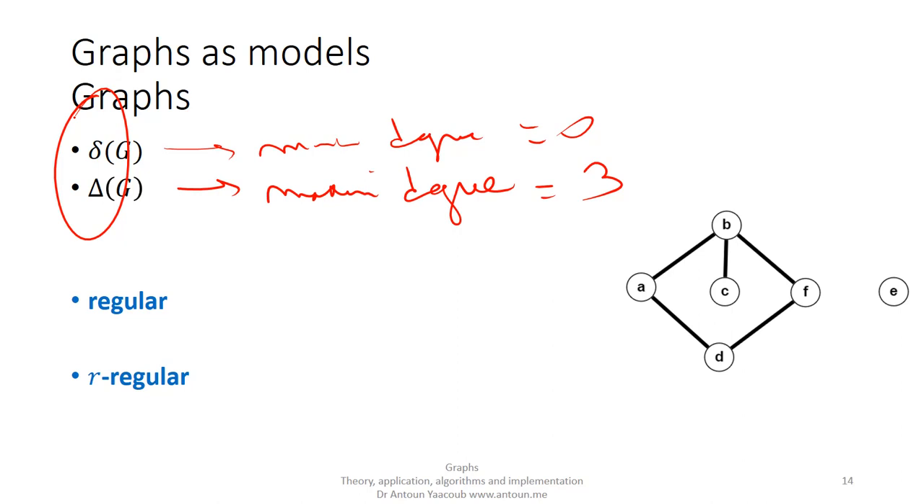Whenever the small delta is equal to the big delta, it means that all the degrees are the same, and we call the graph regular. I'll give you an example.